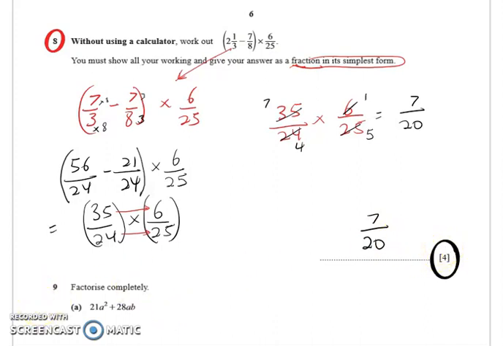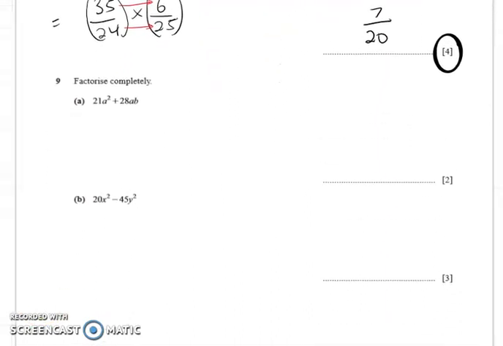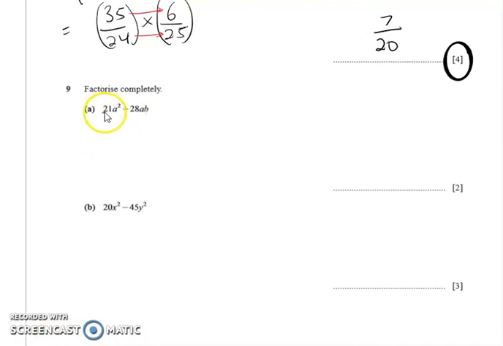Okay, next we're going to question number 9. Factorize completely. Here we have 21 and 28, so we can divide by 7. Here we have a squared and here we have a, so we factorize the a out. For the first term we are left with 3a, and for the second term we are left with 4. A is taken out and we have b here. This is the answer. It's 2 marks. Then we go to 9b.